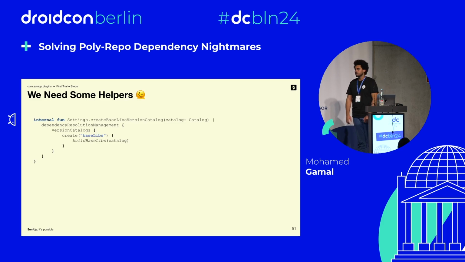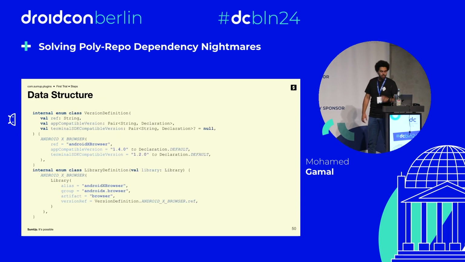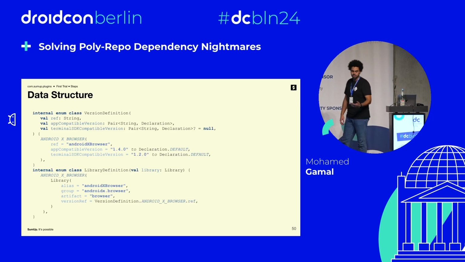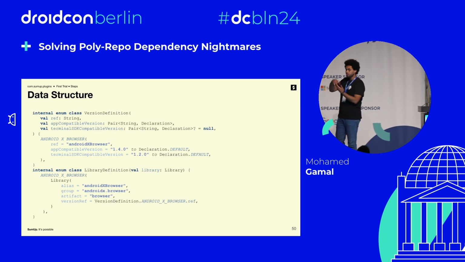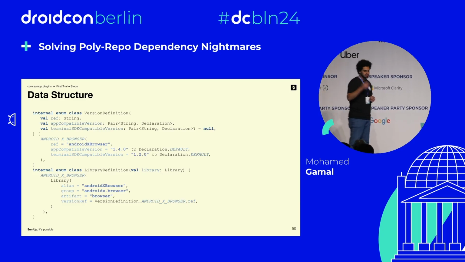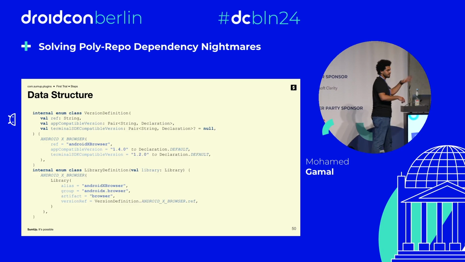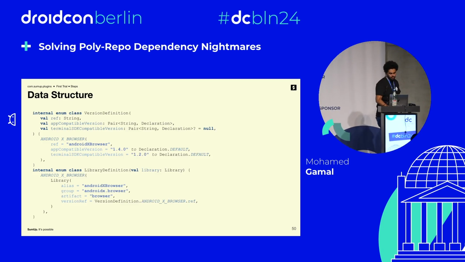And we built an enum called, wait a bit, yes, called VersionDefinition. The version definition has the reference, the app-compatible version, the SDK-compatible version, if needed. Otherwise, it's null, it's fine. And we have library definitions that use these versions, same for plugin, same for bundle.